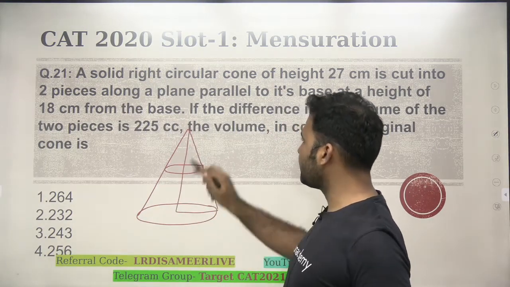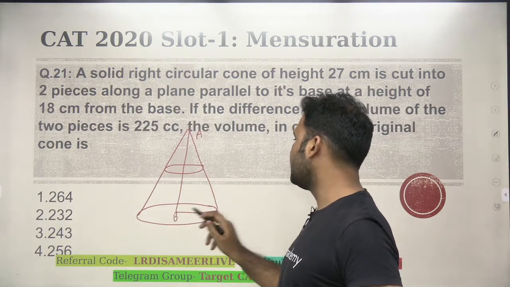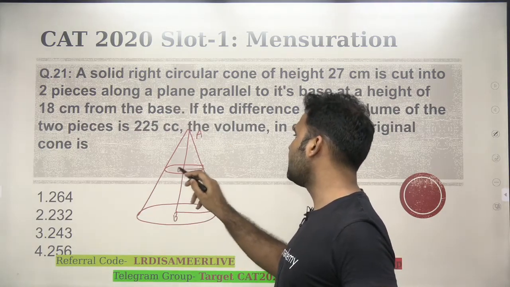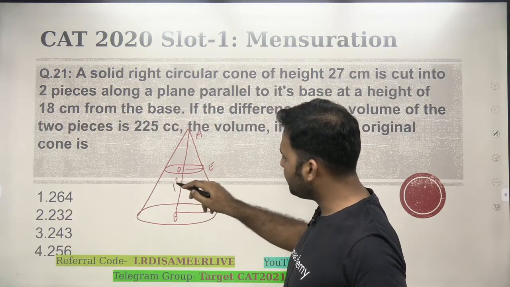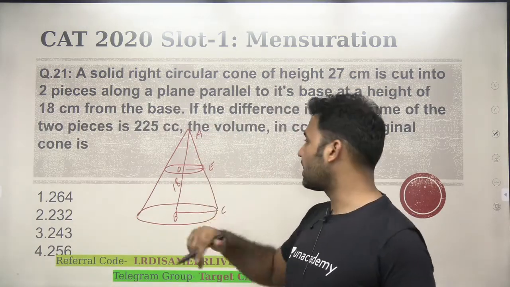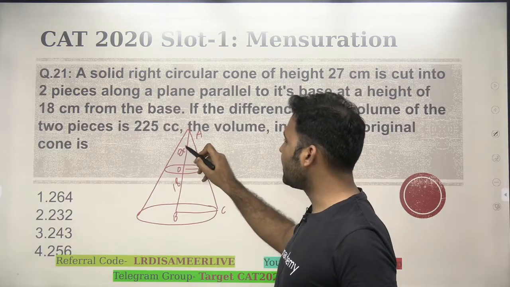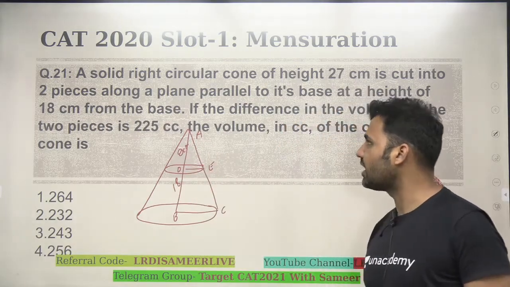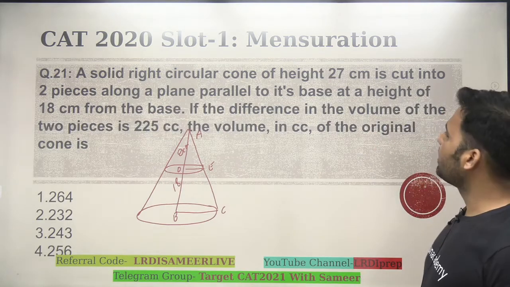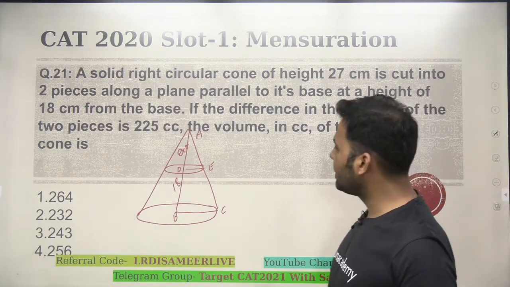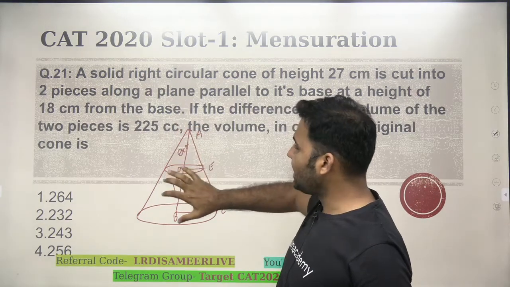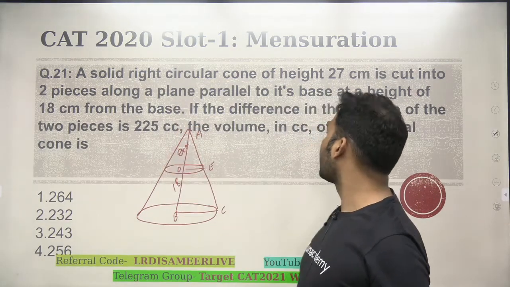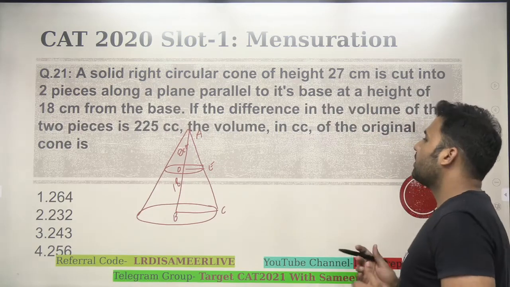The whole height is 27. A, B, C, D, E. The whole height is 27. This is 18 centimeter. At a height of 18 centimeter, you are cutting it. So this height would be 9 centimeter. Easy to understand, very easy. Now the difference in the volume of this piece, that is the smaller cone, and this frustum is 225. Then what is the volume of the original cone?